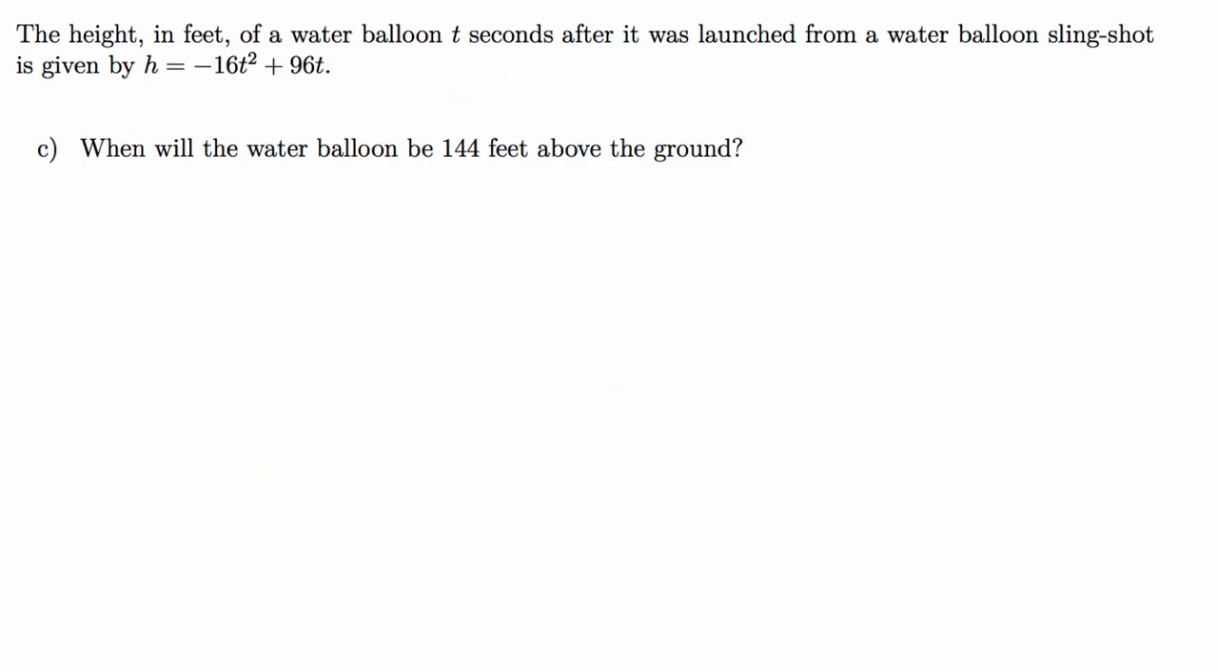Part C, the final part to this question: when will the water balloon be 144 feet above the ground? Again, recognizing that we're asked a when question, we're needing to find a time value, we have to be given a height value. Well, we've just been told the water balloon is going to be 144 feet above the ground, so that is a height value. So to answer this question, we'll substitute 144 in for the h and find the t values.